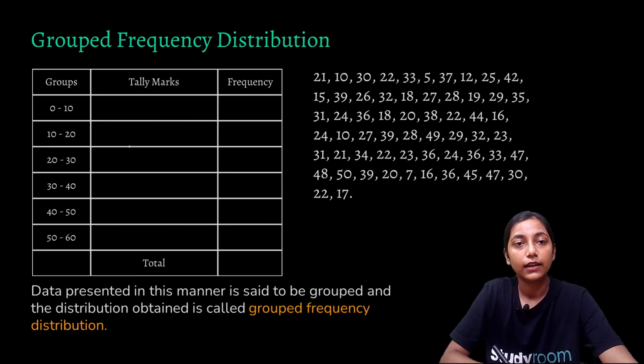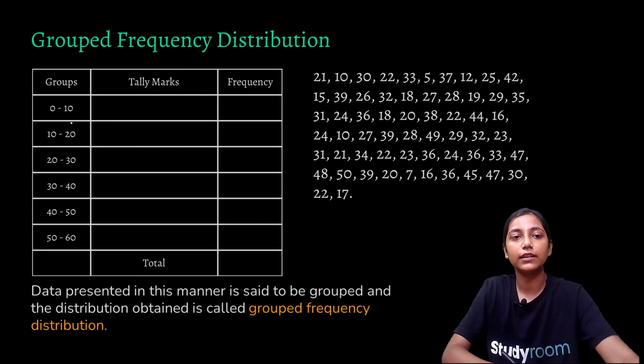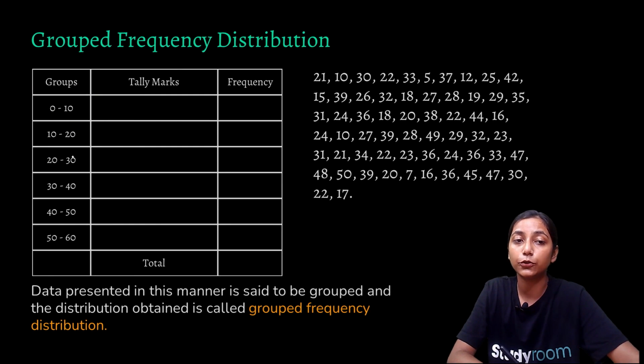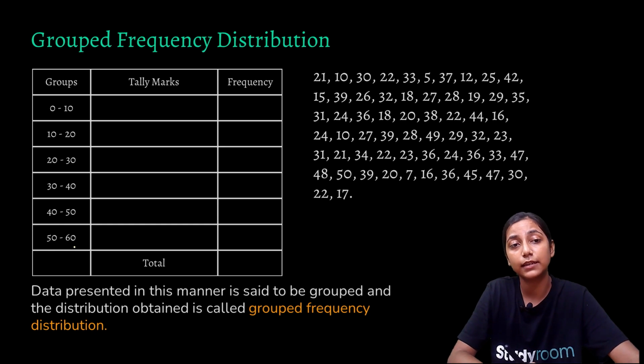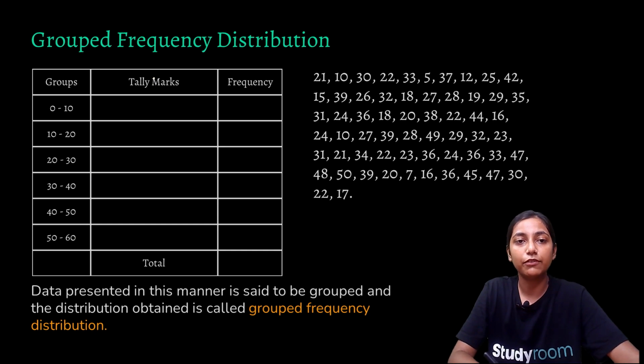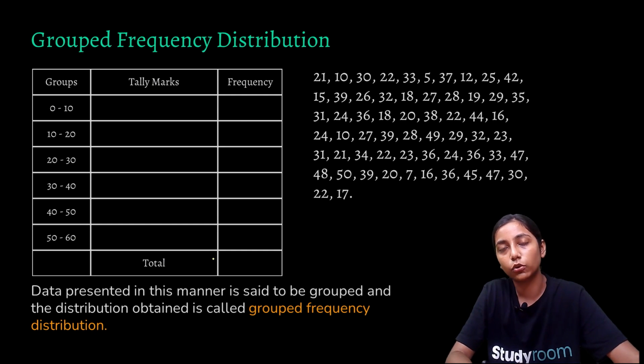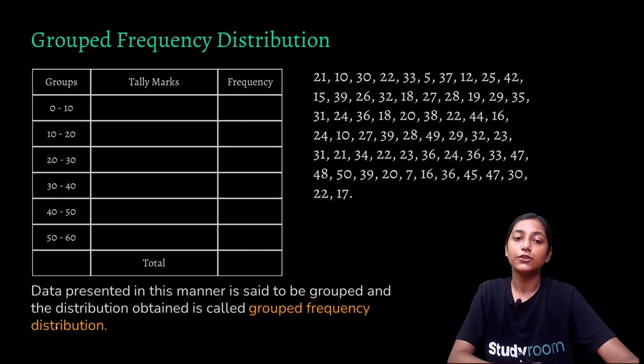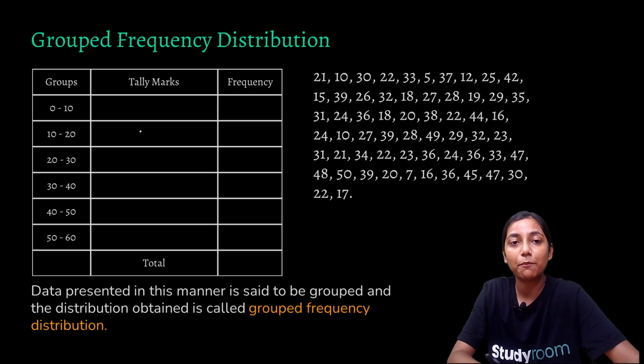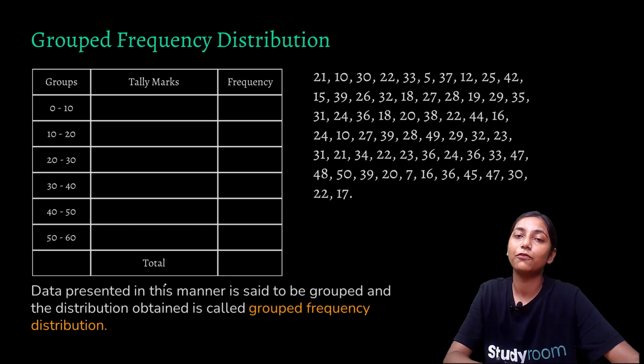Now see that group frequency distribution, we have made some groups. We have written the groups as 0 to 10, 10 to 20, 20 to 30, 30 to 40, 40 to 50 and 50 to 60, because 0 being the least marks and 60 is the highest marks because the test was of 60 marks. We will be writing tally marks here, the frequency and total. So data presented in this manner is said to be grouped, and the distribution obtained is called grouped frequency distribution. We present data in a grouped manner, and such a distribution is known as grouped frequency distribution.